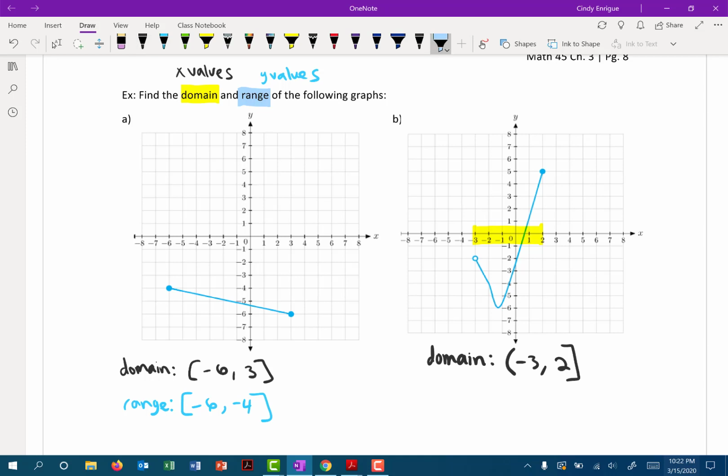Now, when I think about my range, I want to think about the smallest y value and the biggest y value. Here's the smallest point and the tallest point. So I'm going to go from negative 6 all the way up to positive 5. I'm going to say that my range, which is my y values, goes from negative 6 all the way up to a positive 5. And here, I have brackets on each end since there is not an open circle corresponding to those y values.